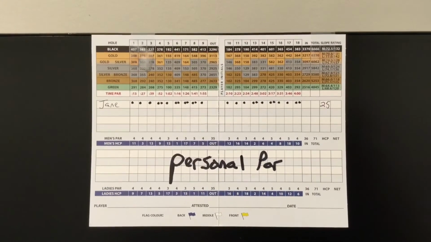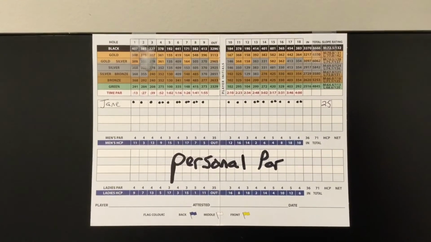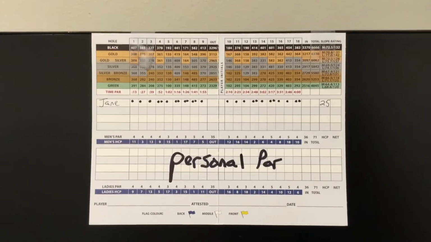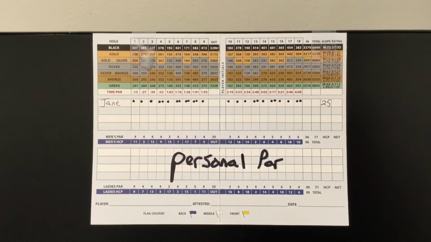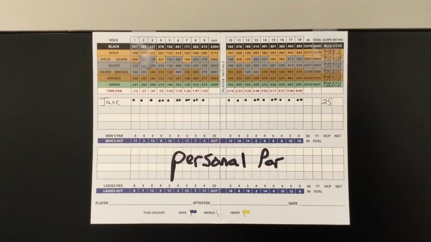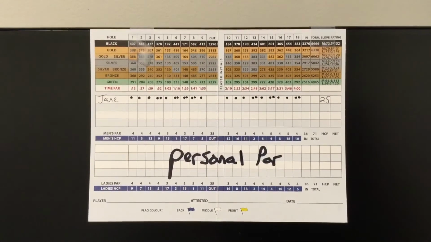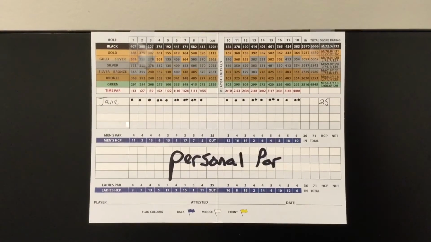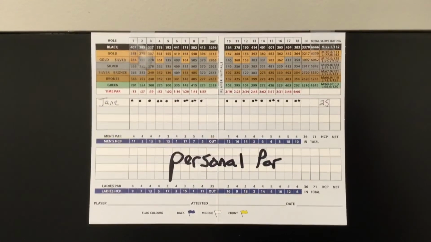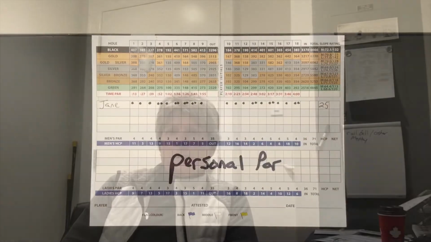So it's just like, for example, let's say I'm the professional and my handicap is 1, then my personal par happens to be just the normal par for the golf course, with the exception of our hardest hole, which is number 8, in which case my personal par, if I was a 1 handicap, wouldn't be a 5, it would actually be a 6.